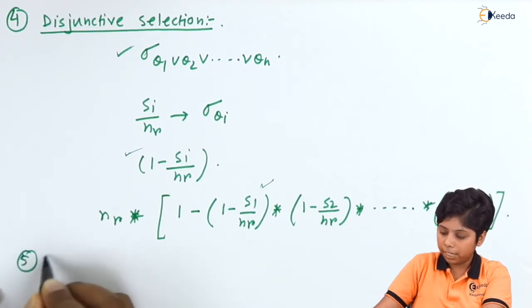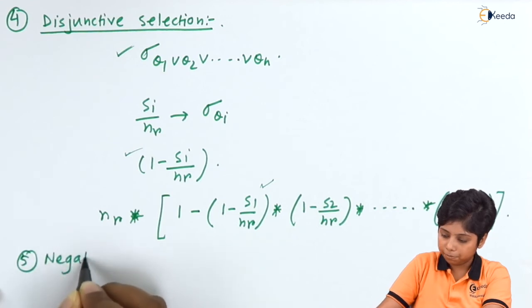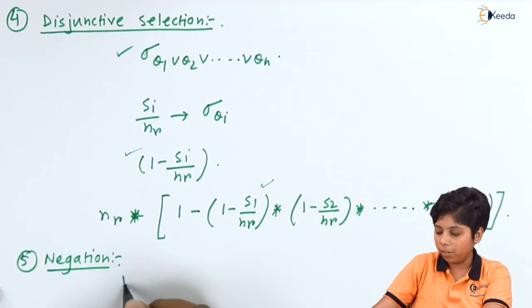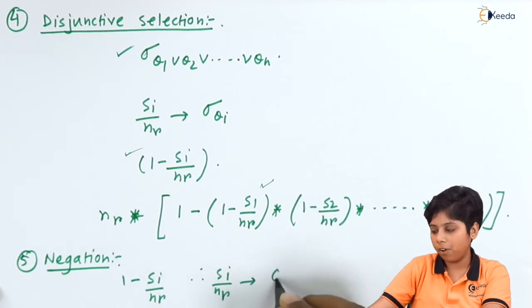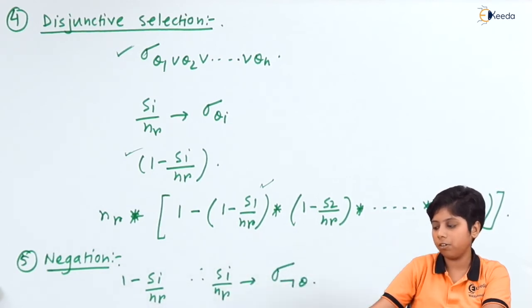So if it is the negation, then we can say that we are having 1 minus Si by Nr, where this Si by Nr is the probability of having selection of a negation of theta.